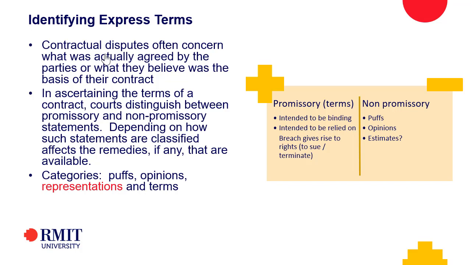Here what we're needing to do is work out what representations, what things that are said or done in the negotiation or the lead up to a contract being made, which of those representations are promissory in nature and therefore terms, and which are just made to induce someone into a contract but are not intended to be promises. So there are puffs, opinions, estimates, for example, that might be non-promissory in nature and not terms.